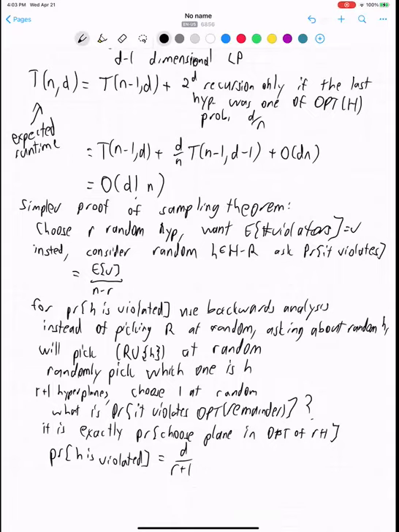What I computed was that the probability of a violation was d over r plus 1, and I showed that that was equal to the quantity that I derived above, right? Which means that the expected number of violators, I just move that n minus r to the other side. Okay.